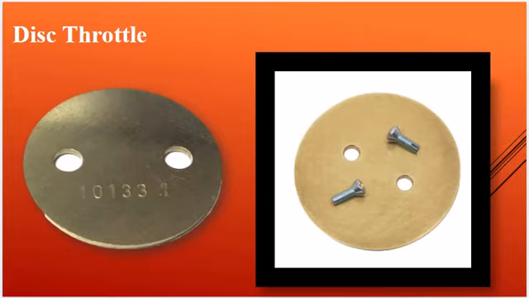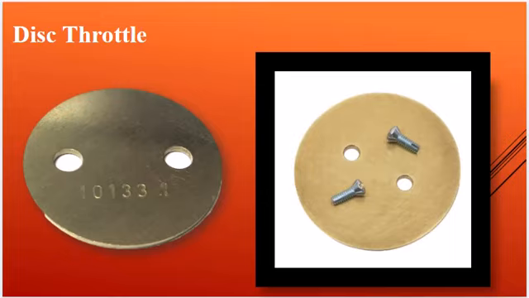Disc throttle. A disc throttle in fan systems is a flow control mechanism used to regulate the airflow by adjusting the size of the flow passage. It consists of a disc or plate that can rotate or slide to partially or fully block the airflow within a duct or system. This throttling action changes the pressure and volume of air delivered by the fan, allowing for precise control over system performance.